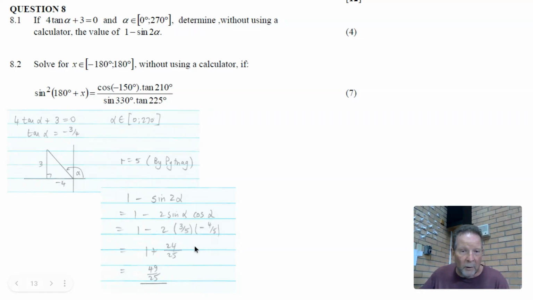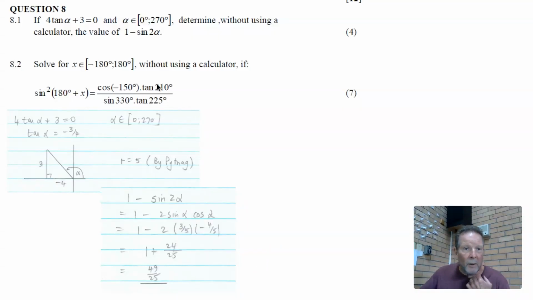Just put that in your calculator or work it out in your head. Negative, negative is plus, and then that'll be 2 times 12 on the top is 24. 5 times 5 is 25. 25 over 25 plus 24 over 25 is 49 over 25. You could put that in your calculator and you'll get your answer of 49 over 25.